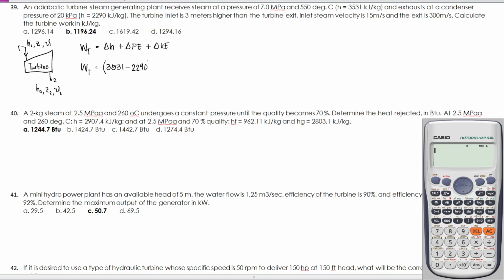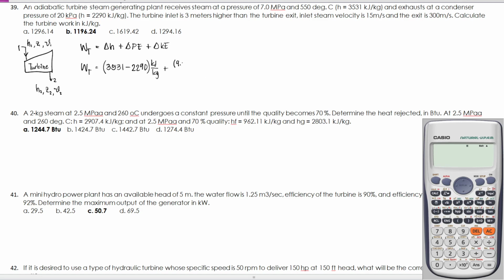Kapag naman nag-energy balance kayo dyan, ganun din yung mangyayari dyan. Okay? Not the final minus initial, but the mas malaki minus mas maliit na value. Kagaya nito, H1 minus H2 in kilojoules per kilogram. So, para naman sa change of potential energy, tandaan na ang potential energy is mgz, mass times gravitational acceleration times elevation. Wala nga tayo ditong mass kasi naka per unit mass tayo. So, gz na lang. Okay?